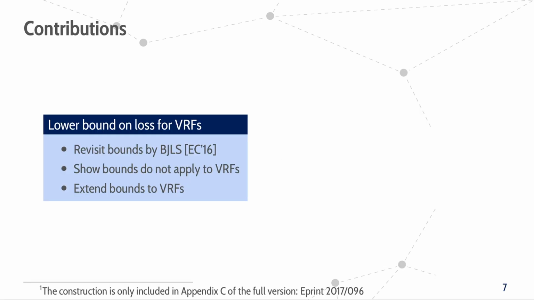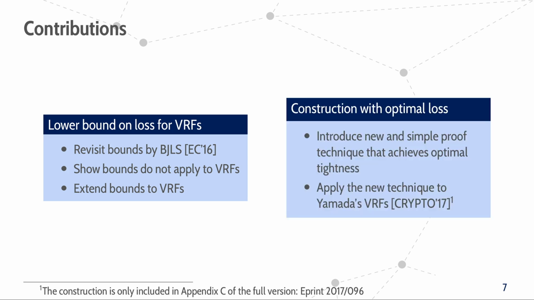In terms of contribution, this paper revisits the lower bounds on the loss of public key cryptography from Eurocrypt 16 by Bader et al. and extends them to also apply to VRFs. Furthermore, it also introduces the first construction of a VRF that can be proven secure with this optimal security loss. The construction is based on the VRF by Yamada from Crypto 17.